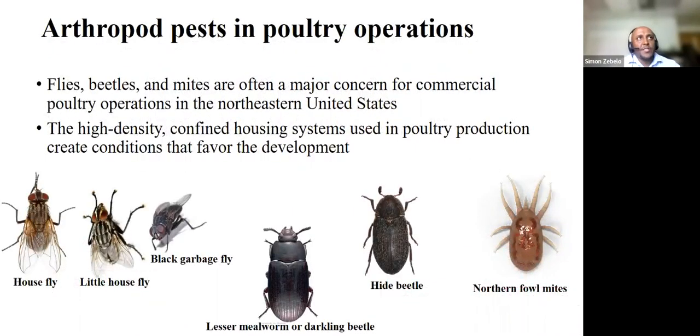So what are the arthropods in poultry operations? Flies, beetles, mites are often major concerns for commercial poultry operations in the Northeast United States. The high density and confined housing system used in poultry production creates a condition that favors the development of different pests. Just to name some: houseflies, little housefly, black garbage flies, stable flies, blowflies. There are different types of flies that we can name.